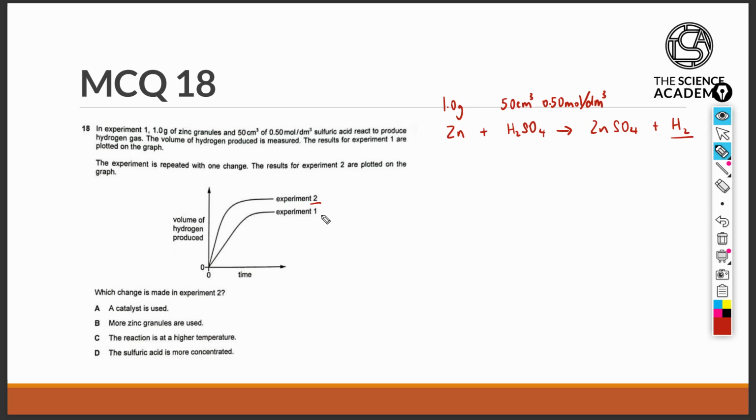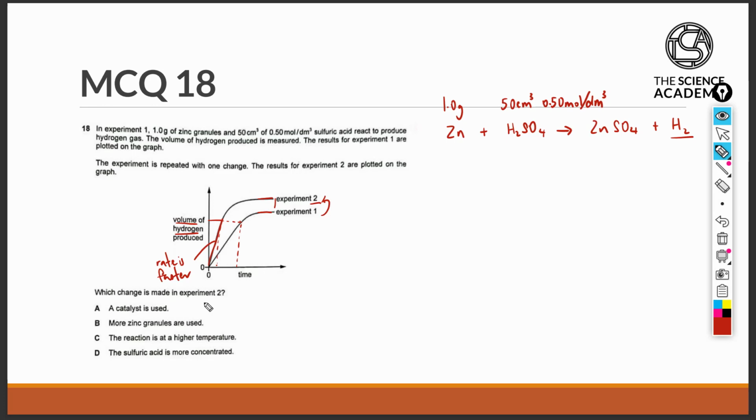The difference between experiment 1 and experiment 2 is, first of all, maybe the rate, because experiment 2 has a much steeper initial portion, which means the volume of hydrogen produced was this much within a shorter period of time compared to experiment 1. So the rate must have been faster. And another difference is where the graph plateaus. The final volume of hydrogen gas produced is higher in experiment 2 than in experiment 1.